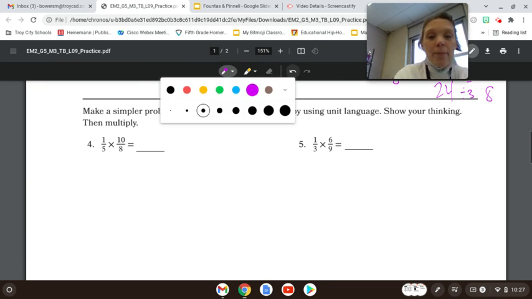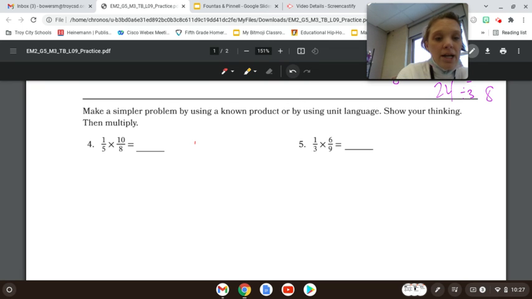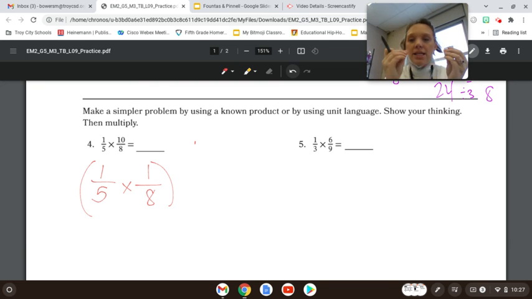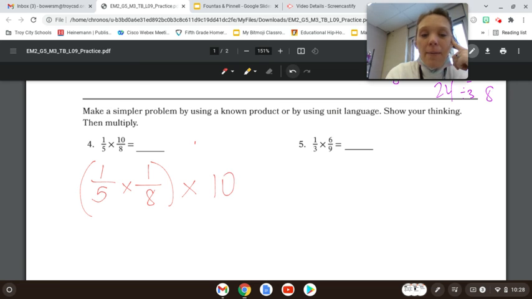So I can make a simpler problem by changing this to a simpler form. So 1/5 times 1/8. I'm going to bring it back to the simplest, smallest unit possible, okay? So 1/5 times 1/8, and then I'll multiply by my numerator of 10. So my students here, they can tell me that 1/5 and 1/8 is actually 1/40th. They know their facts really well. So 1/5 and 1/8 is 1/40th times 10, and our product is 10/40ths.